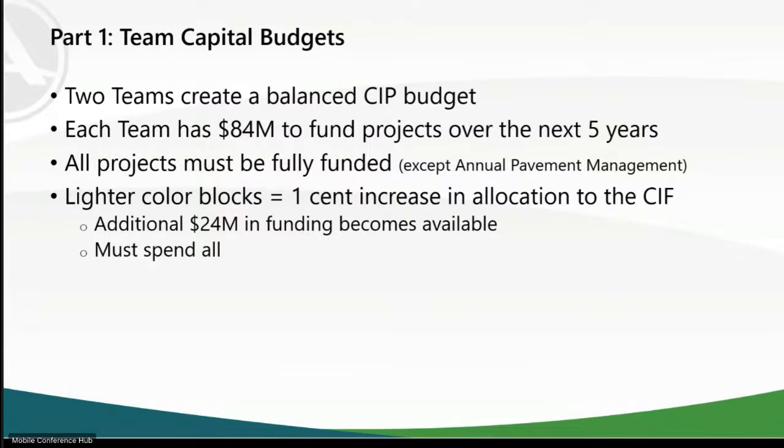For each 1 cent increase, it's an additional $24 million in funding. And if you increase the SIF, you should plan to spend it all, because that is what is going towards our debt. All of the projects have to be fully funded. We can't partially fund a project, with the exception of annual payment management. That's the only one that can be kind of sliding. You can do as much or as little of that as you would like.